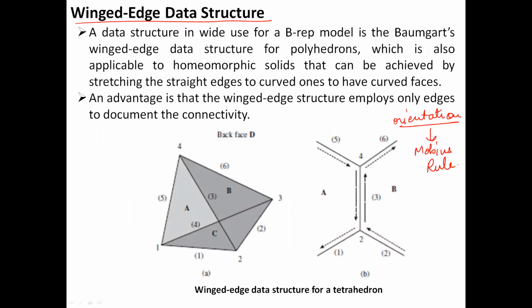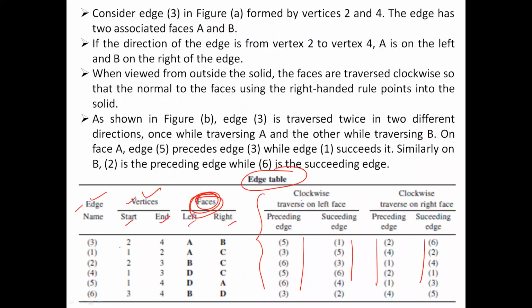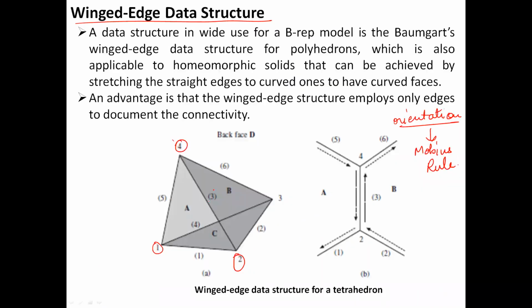So suppose we are taking these three vertices and we are trying to create a connectivity out of them. So what happens is, let us start with edge number 3. This is the edge number 3. So edge number 3 is connecting vertex 2 and vertex 4.